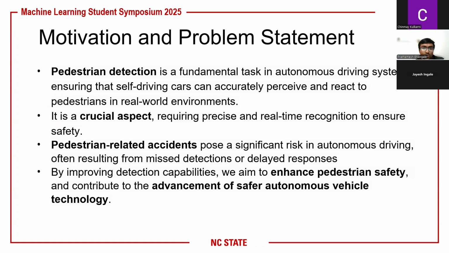Pedestrian detection is a core safety feature in autonomous vehicles, helping them understand and respond to the dynamic environments they operate in. Accurate pedestrian detection is critical for preventing accidents, especially in urban settings with dense foot traffic. Many existing models struggle with edge cases like occluded or small pedestrians. Failures in detection can lead to serious consequences, including fatal accidents.